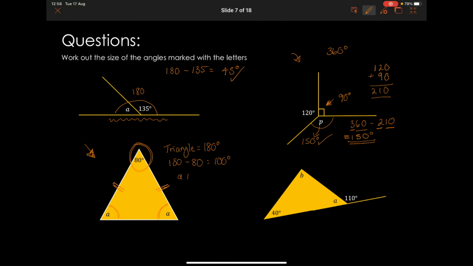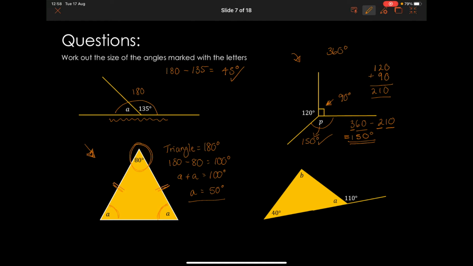So A plus A equals 100 degrees. And all I need to do is half it, because they're both the same. So A equals 50 degrees. All right, not too bad at all, hey?